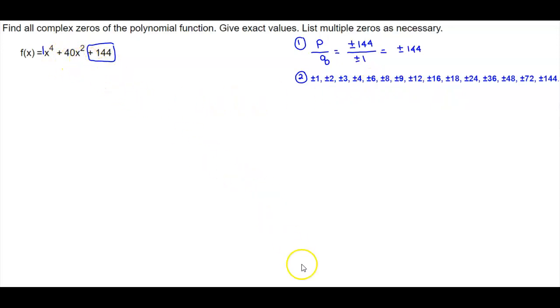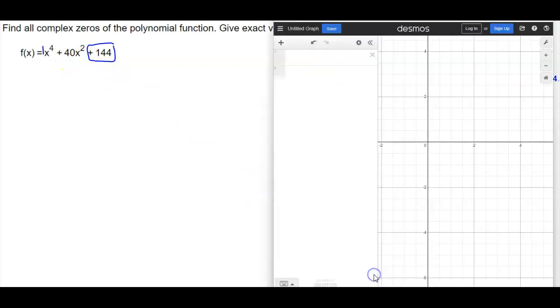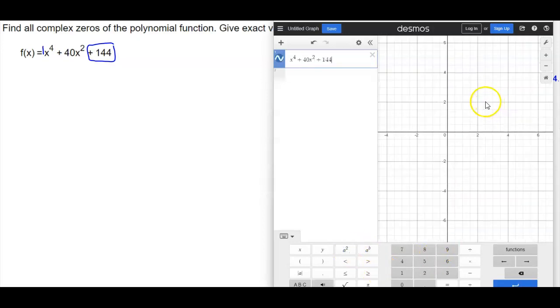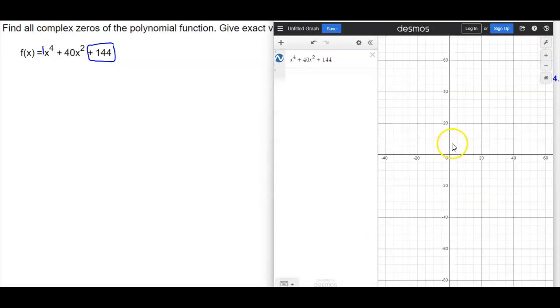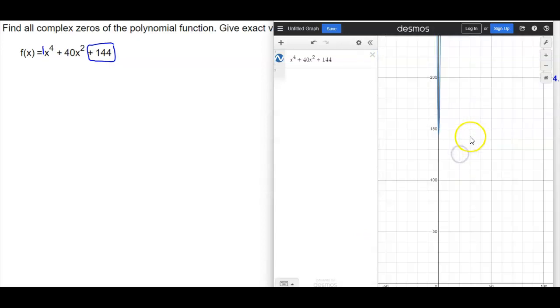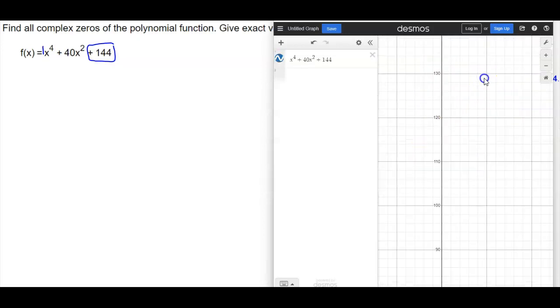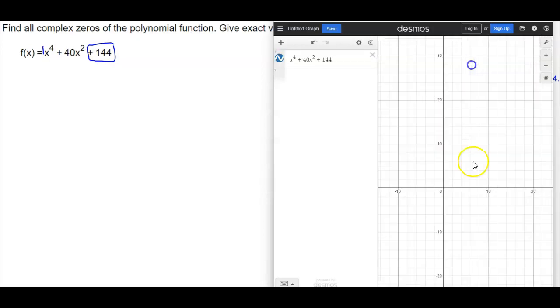Now let's take a look at what this looks like on Desmos. All right. So we're going to go ahead and put this in here. So we have x to the fourth plus 40x squared plus 144. Okay, so if you take a look here, this graph is way up here. Okay, so it does not cross the x-axis.